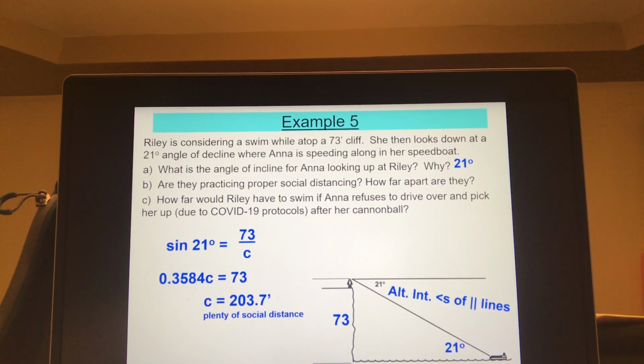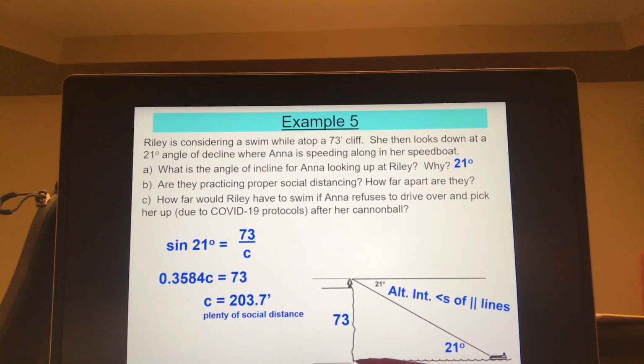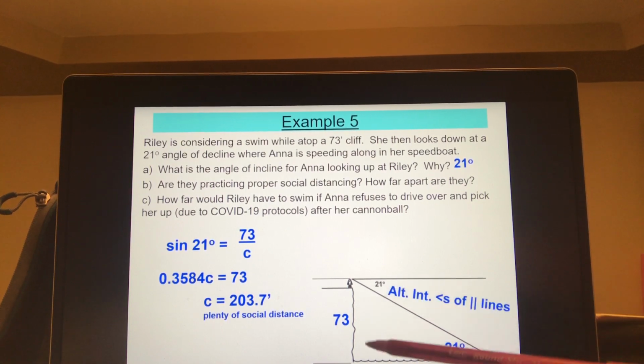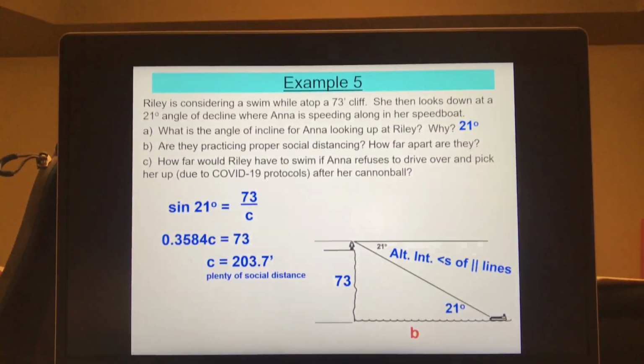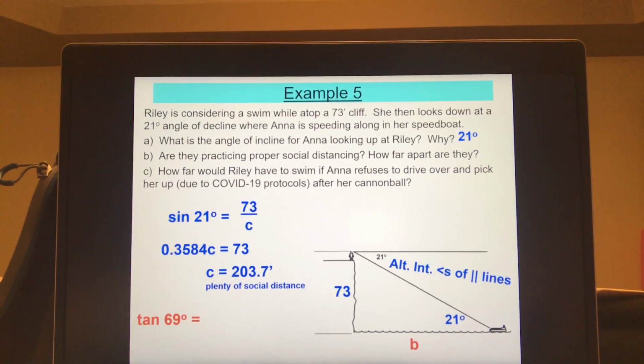Great job. There's part B, and then part C is if Riley jumps off and lands right on the edge of the cliff over here, and let's say Anna does not want to pick her up because she's social distancing and does not want to get too close, and Riley doesn't want to climb up the cliff, she decides to swim across here to Anna's boat. How far does she have to go? Well, you're finding another side of the triangle. I'm going to call that B. Hard to see there, but there's my B, which would encourage you to use a tangent ratio.